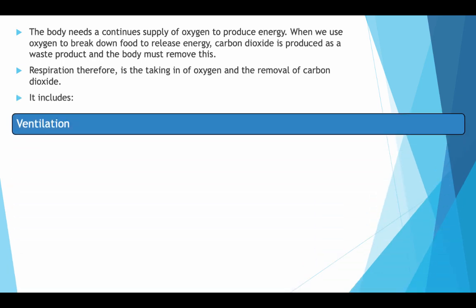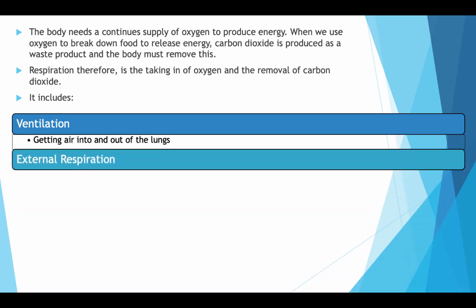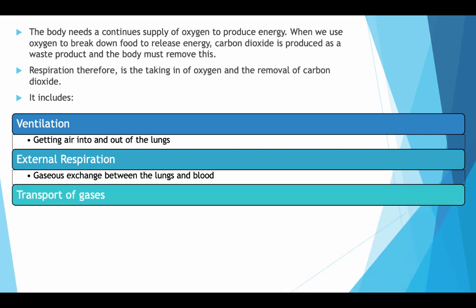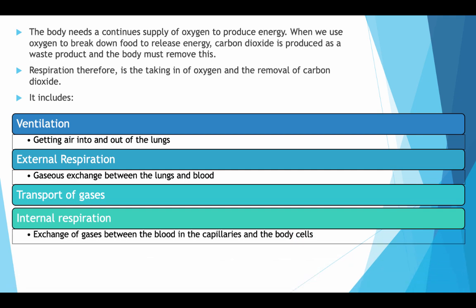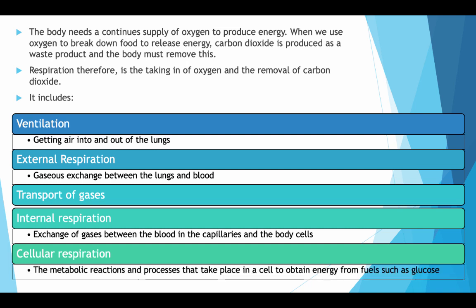It includes the following: ventilation, getting air in and out of the lungs; external respiration, gaseous exchange between the lungs and the blood; transport of gases; internal respiration, the exchange of gases between the blood in the capillaries and the body cells; and cellular respiration, the metabolic reaction and the process that takes place in the cell to obtain energy from the fuel sources such as glucose.